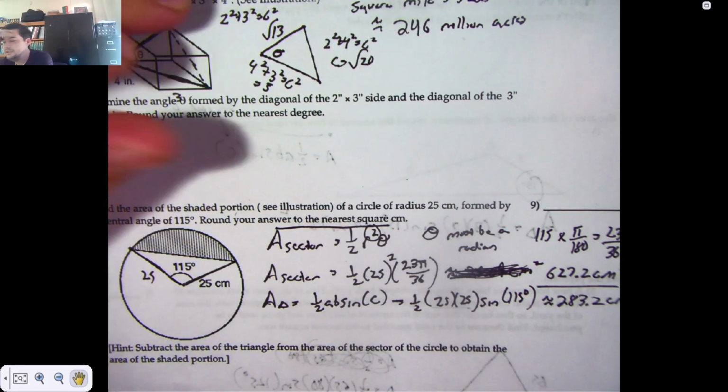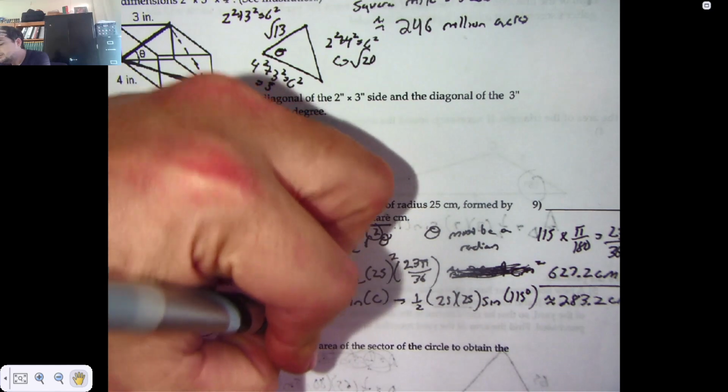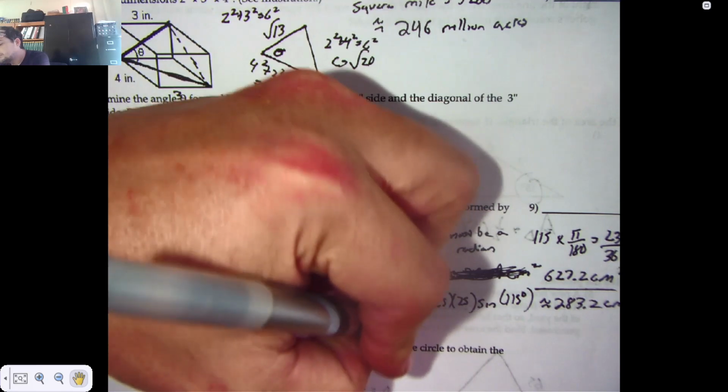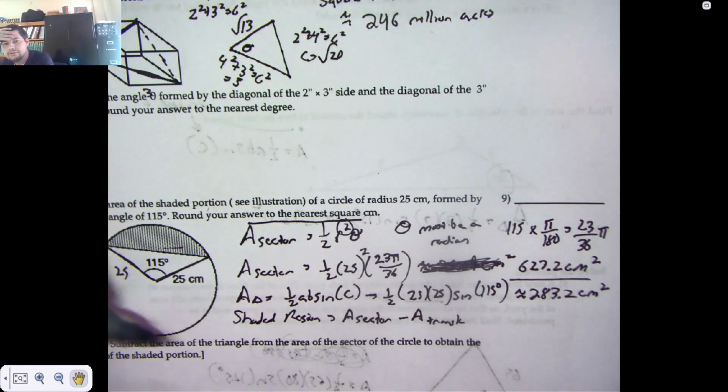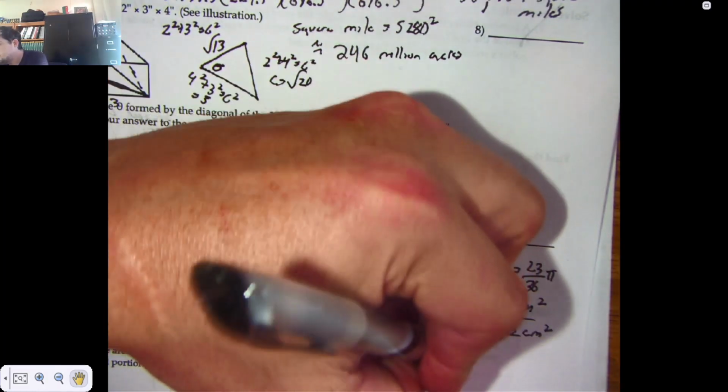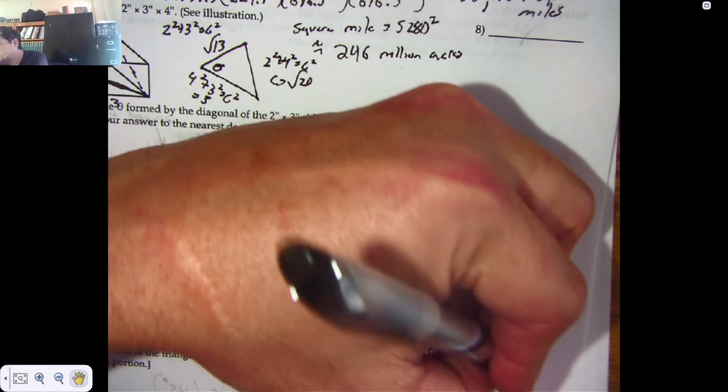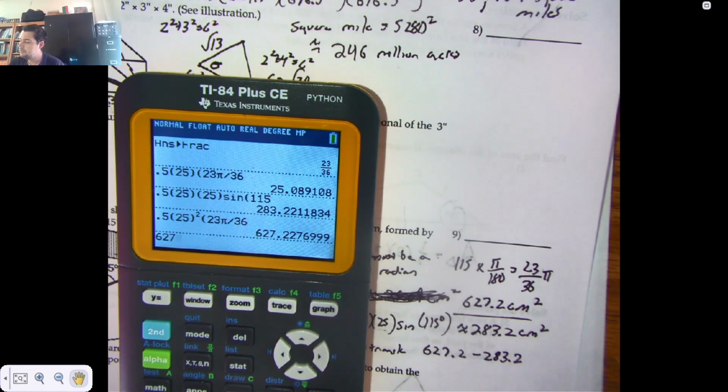Now, you learned back in geometry that this isn't geometric probability. You just want the shaded region. And you did actually learn that skill in geometry. The shaded region is the area of the sector minus the area of the triangle, which is the hint that's given down beneath, okay? So it's 627.2 minus 283.2. It's actually going to be a nice whole number based on the way I chose to round. 627.2 minus 283.2, 344 square centimeters.